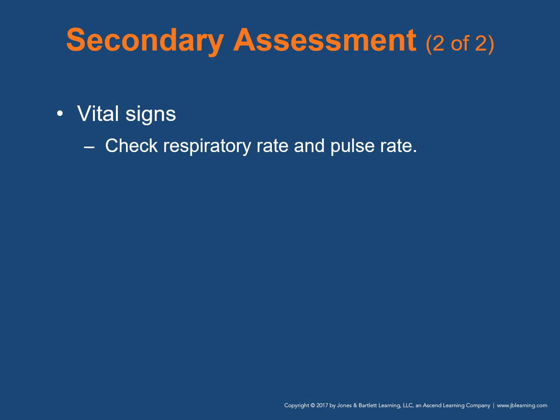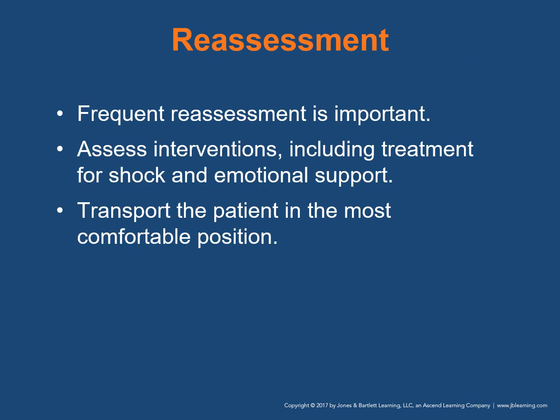Get vital signs. Beyond the respiratory rate and the pulse rate, check the blood pressure. If there's an internal bleed and it's significant, the blood pressure may be indicative of a bigger problem. Reassess frequently. Treat these patients really as load and go because we can't see what's going on. We can only assume. Make sure you're checking your interventions, including treatment for shock in case there is that bleed.